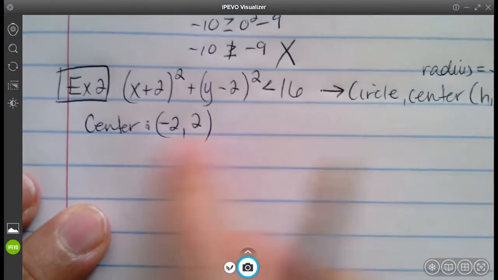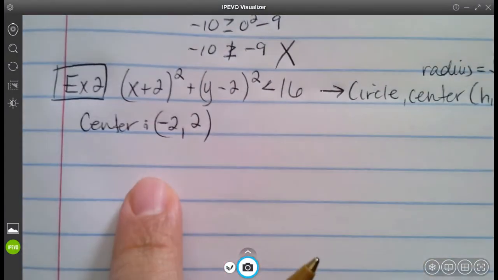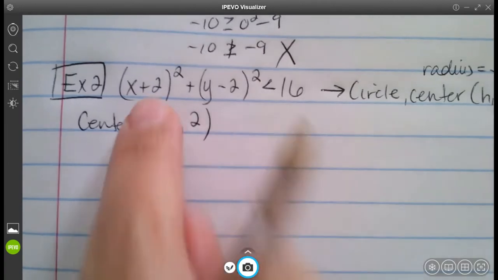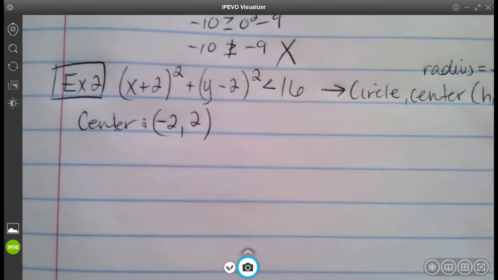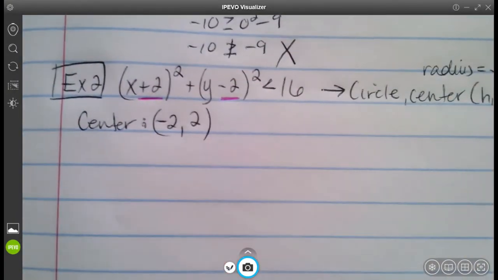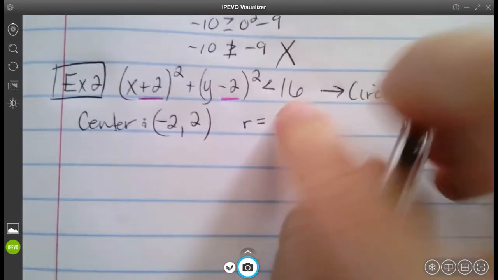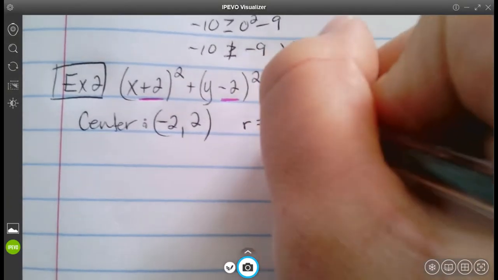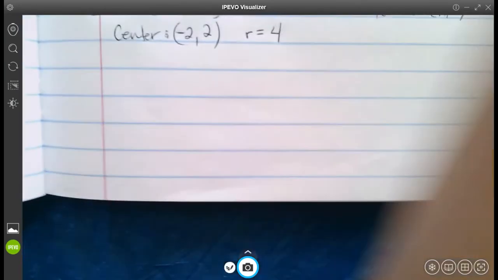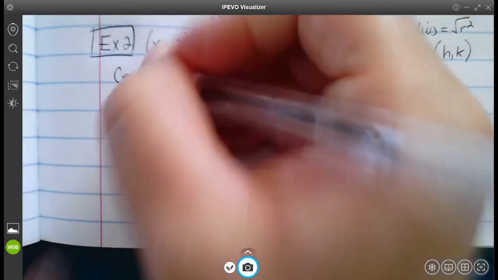Remember that the format of this equation is x minus h, y minus k. So it's kind of like the opposite of whatever you have here. Okay. And our radius, our r, is going to be the square root of 16, which is just 4. Okay, so let's go ahead and do a quick little sketch of this.